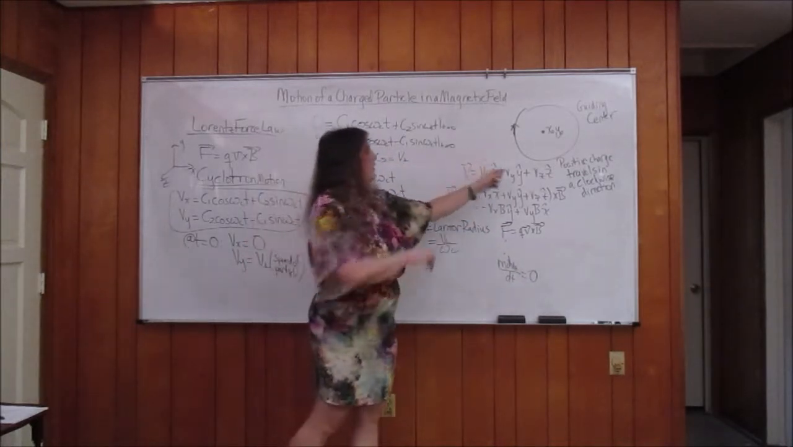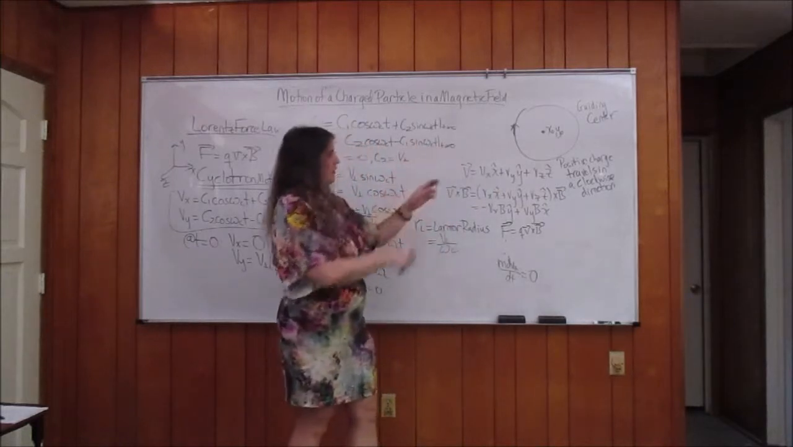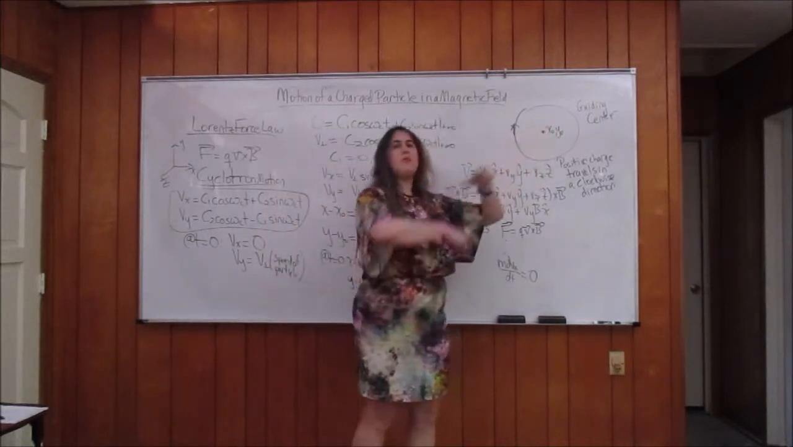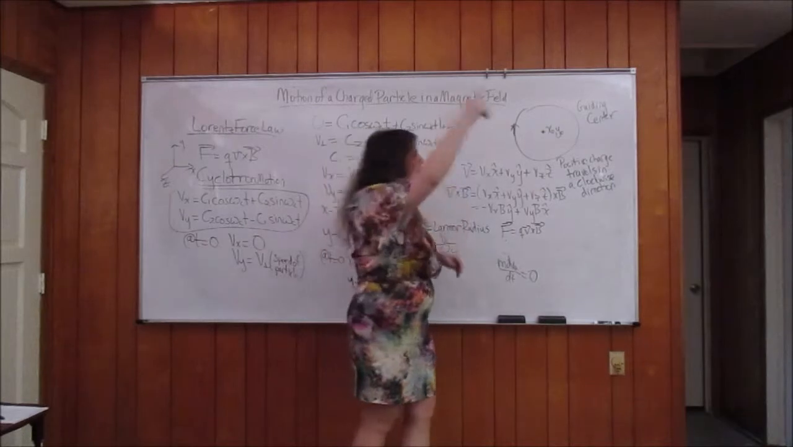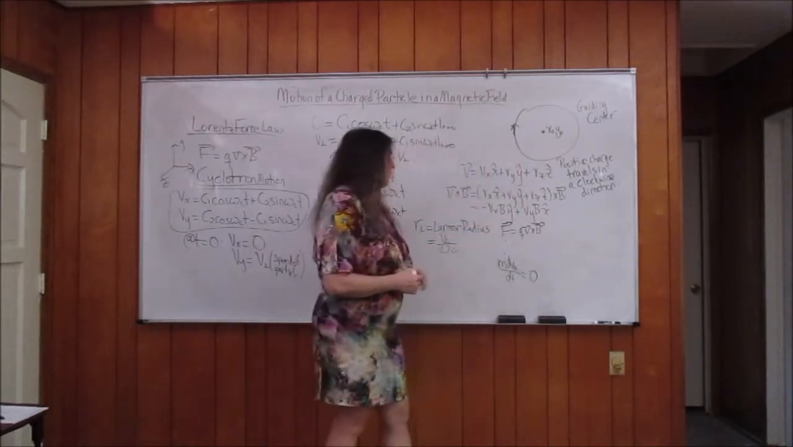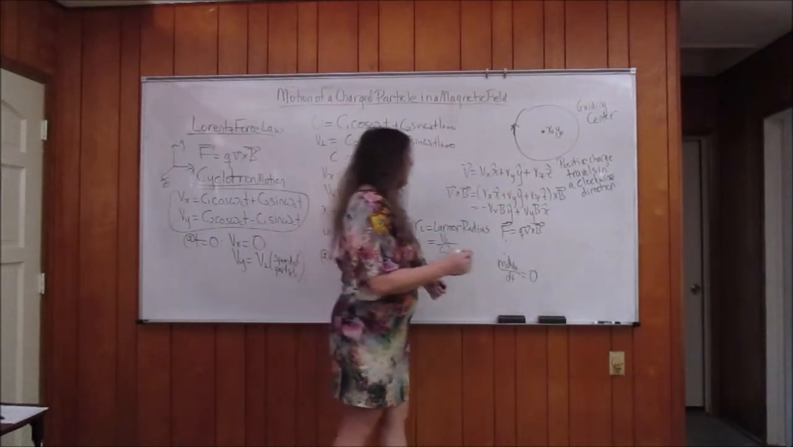So what happens is that your particle will travel about this center, but there will also be a velocity component, so it will spiral outwards. In other words, it will trace out the trajectory of a helix.